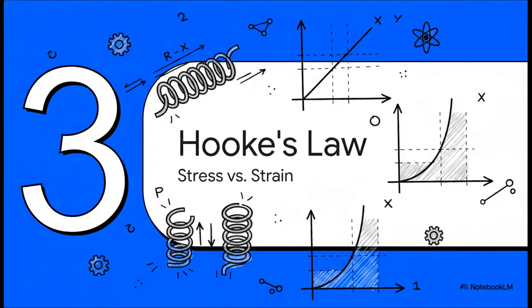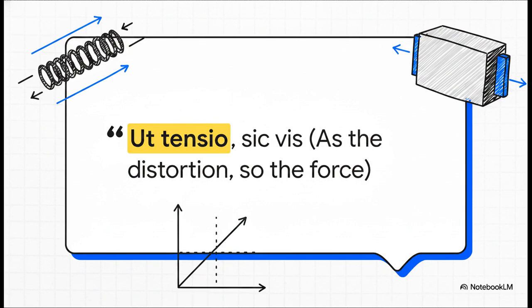All right, part 3, Hooke's law and the curve. With our vocabulary squared away, let's look at the actual mathematical rule book that governs how these forces interact when we really start ramping up the stress. So, way back in 1676, the English physicist Robert Hooke figured out a fundamental truth about elastic materials. He coined the phrase ut tensio sic vis, which translates to as the distortion, so the force. Basically, Hooke's law tells us that for small deformations, the stress applied to a body and the resulting strain are perfectly, linearly proportional to each other.